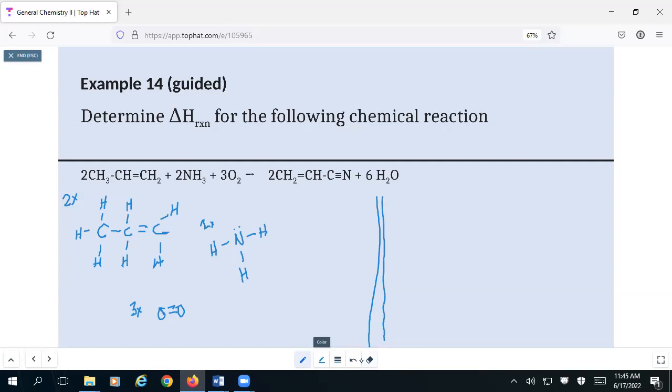And on the flip side, I've got this compound here, which is still a 3 carbon chain, but it's changed up a little bit. I've got a double bond on this side, and this last carbon has triple bonded to a nitrogen. And I've got 2 of those, and I've got waters, and I've got 6 of those.